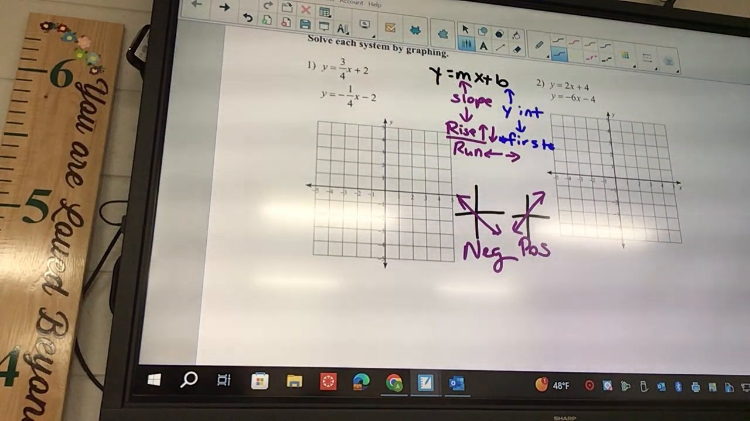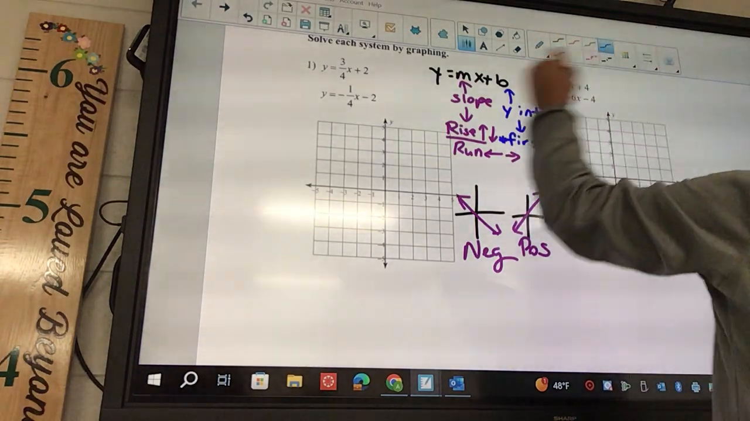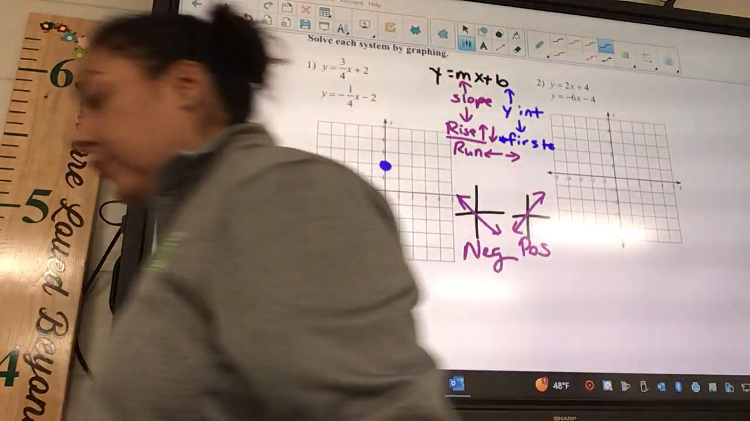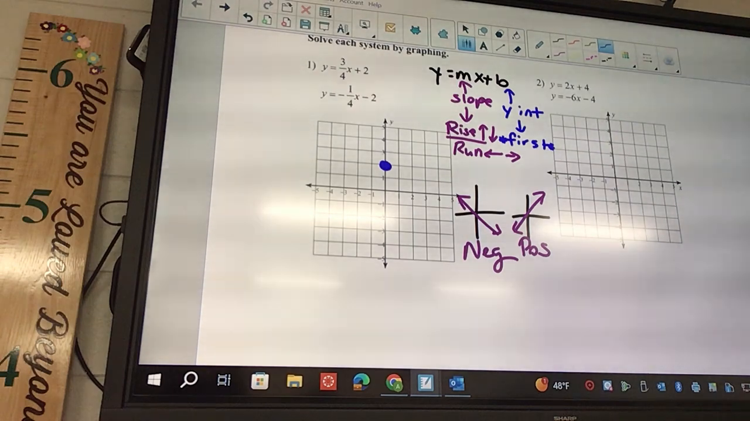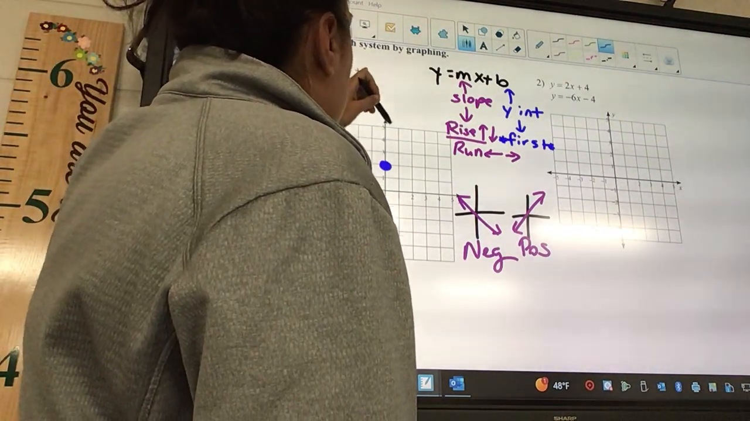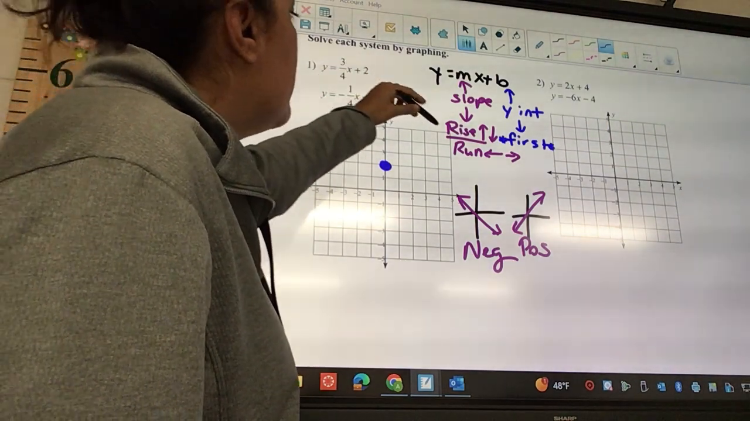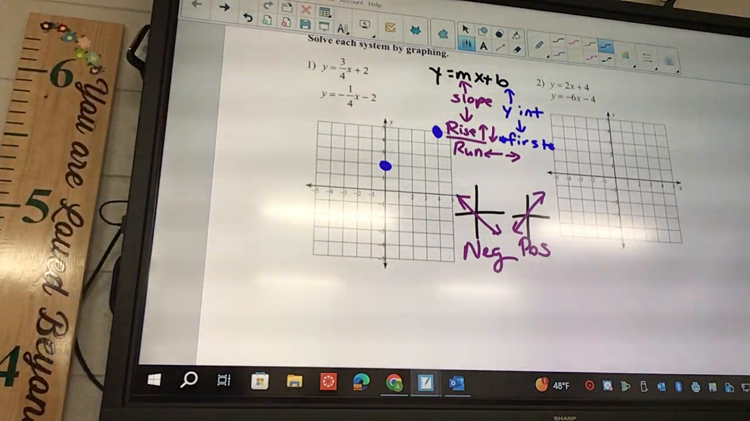Okay, so if we look at number one with equation one, where does it start at? At 2. So we go to the y line and we find the 2 and we put our dot. From that dot, you're going to do the slope, which is going to be what? What's the slope? 3 over 4. So we're going to go up 3, 1, 2, 3, over 4. Which way? I need a positive slope. Right. To the right 4.